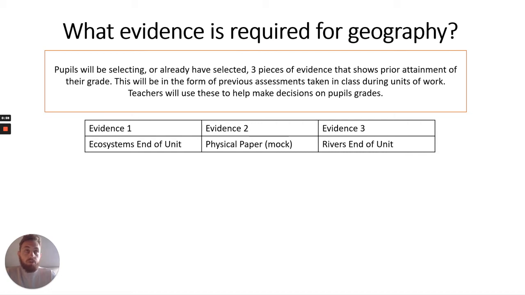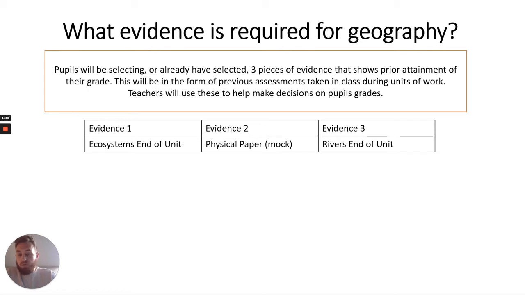So it could be, for example, their rivers and coasts end of unit. It could be a midpoint that we've taken in class over the last couple of years, or it could be either of their mocks that they've already taken. And we will use their chosen assessment and the grade they got from that assessment to help make our decisions on pupils' grades. So, for example, the table shown on screen here shows 3 pieces of evidence: an ecosystems end of unit, a physical paper, so that will be a mock that this person has chosen to use, and then a rivers end of unit as well.